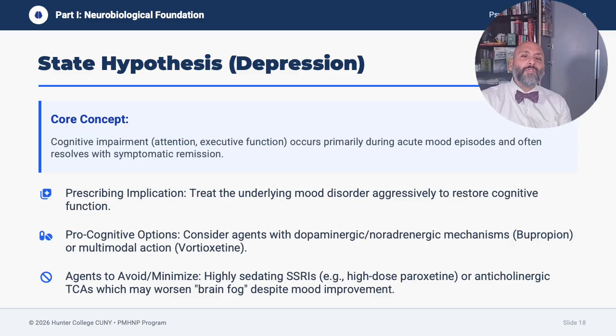So depression-related cognitive impairment is often episode-linked, reversible, and highly medication-sensitive. In depression, cognition improves when the brain state improves. So your job is to choose the treatment that lifts the mood without clouding the mind.